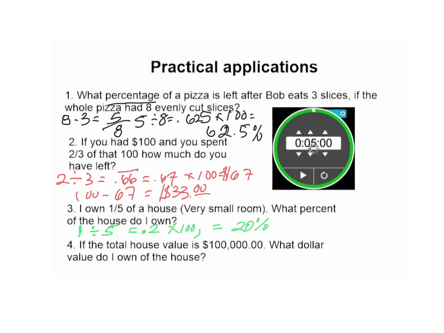If the total house value was $100,000, what dollar value do I own of the house? Well, I know that my decimal is 0.2. So I'm going to take that, my 0.2, and I'm going to multiply it. Sorry, that's not a very pretty 2, is it? Let's go over here so I get any better luck. 0.2 times $100,000 equals what? If you put that into your calculator and you multiply it out, you get $20,000. That's how much he's worth, his portion of the house.